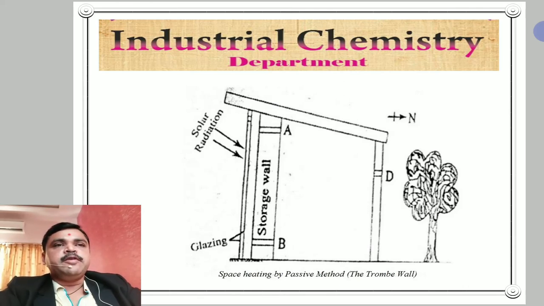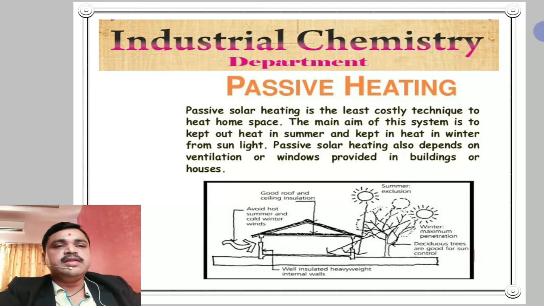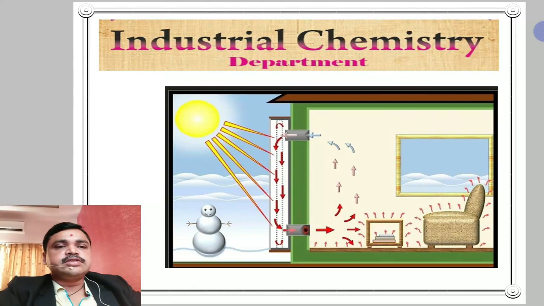A passive method is one in which thermal energy flows through a living space by natural means without the help of a mechanical device like a pump or a blower. Here the figure shows this type of passive method, or Trombe wall. This is also the second figure, and we study the details of this passive method. So, space heating by passive method in this figure.